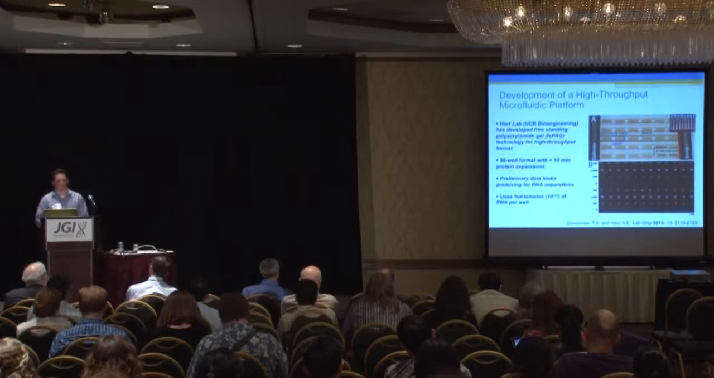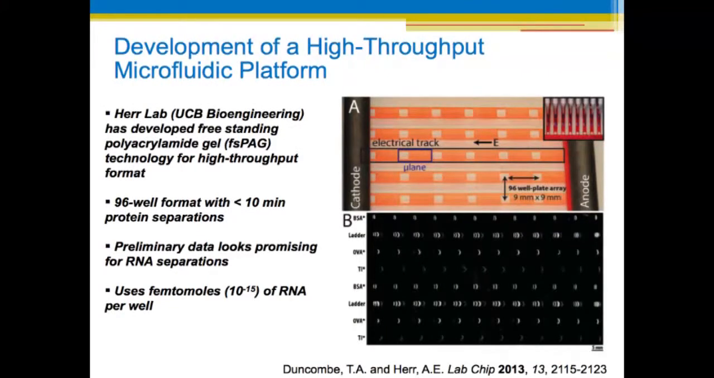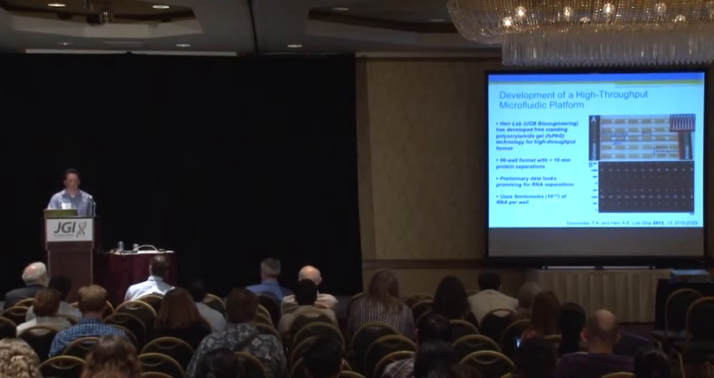And in terms of developing a high throughput format of this screen, our collaborators in the Herr lab have actually already developed a 96-well format for this assay where they can run protein separations in less than 10 minutes. And the preliminary data that we have for looking at RNA separations looks promising, and it only uses about femtomolar concentrations of RNA, so we're pretty excited about that.